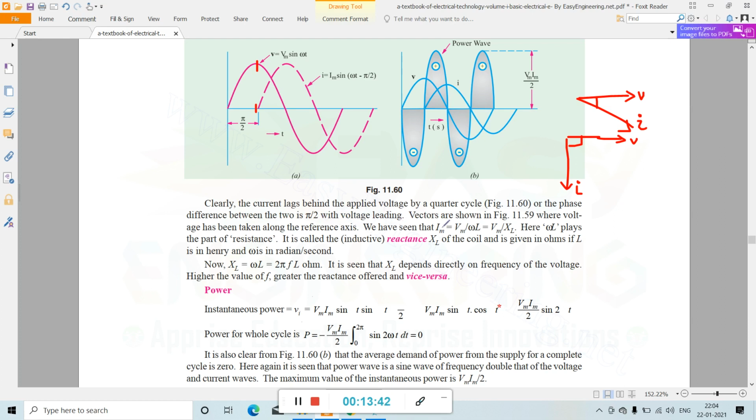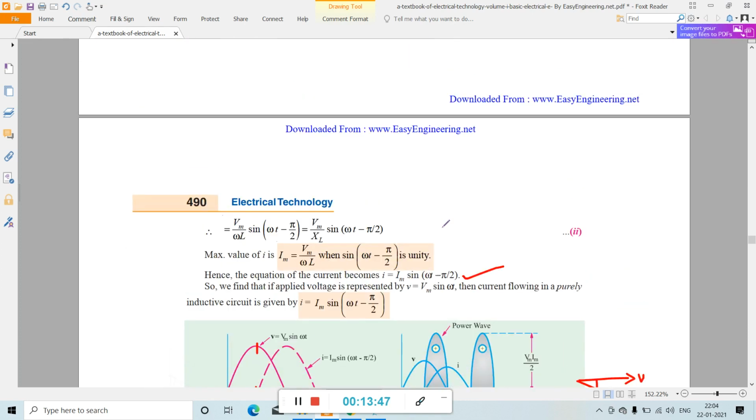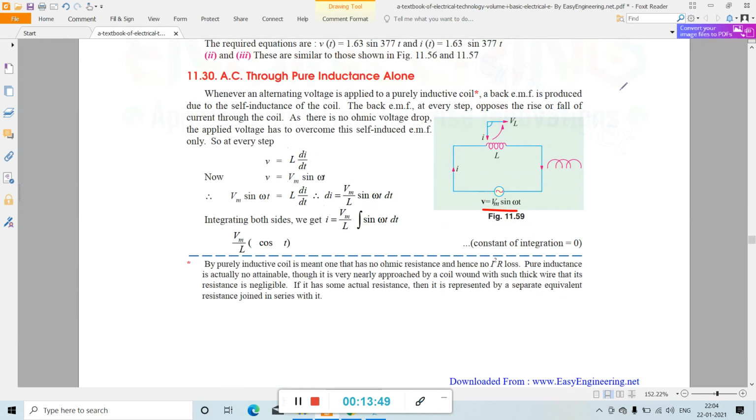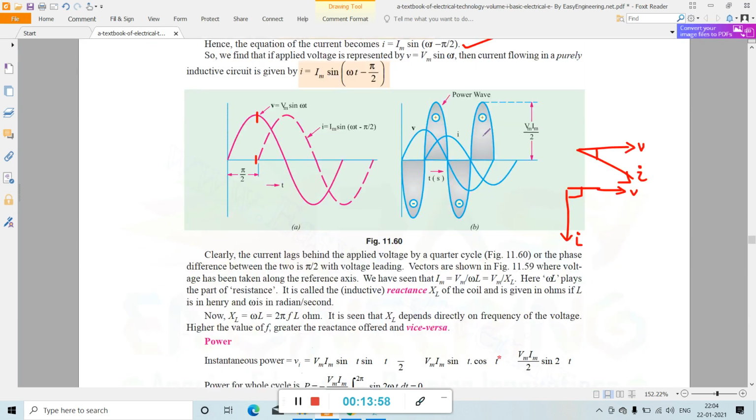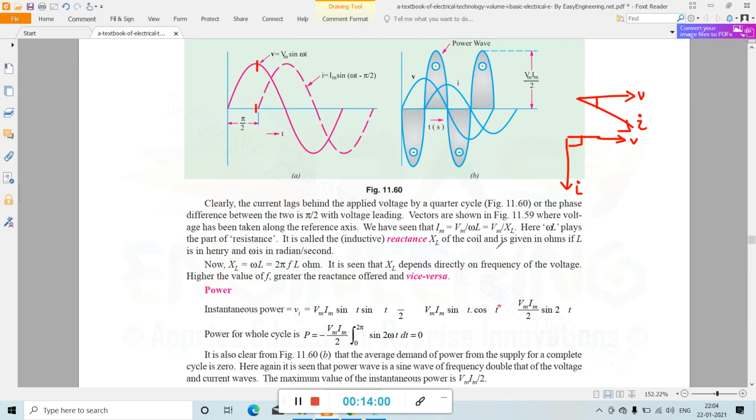So the vector diagram is this one. See, this is the vector diagram. This is VL and the current is lagging by an angle of 90 degrees. This is the vector diagram for the purely inductive case, and this is the normal inductance case.